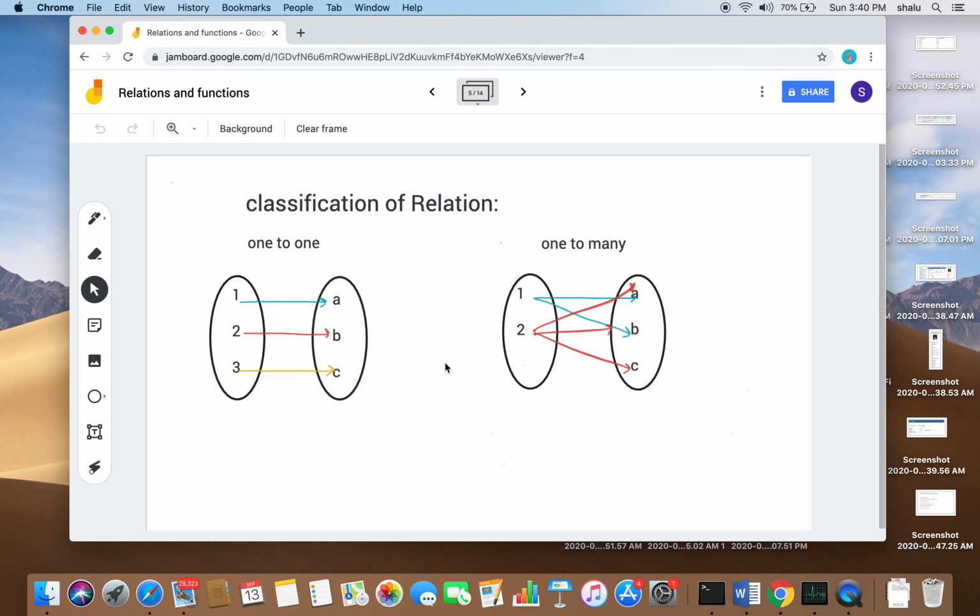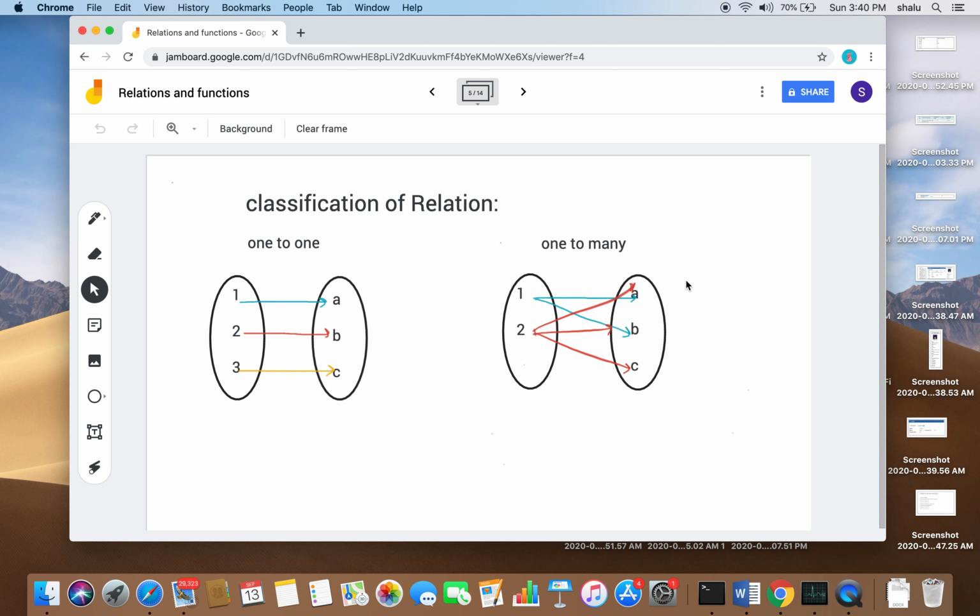Next is classification of relation. We have 4 types of relation. One is one-to-one. In one-to-one relation, elements of set A are mapped with elements of set B in one-to-one manner. Like 1 is mapped with A, 2 is mapped only with B and 3 is mapped only with C. So this kind of relation is one-to-one.